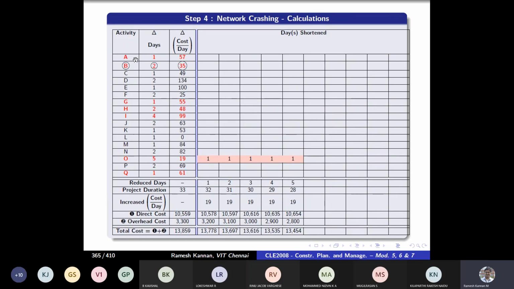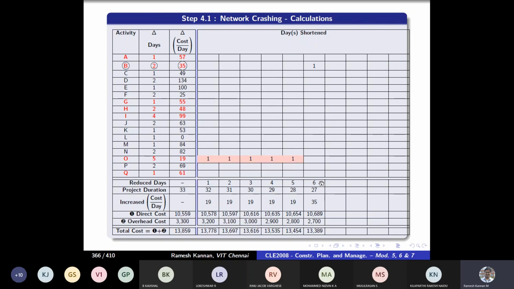Then we need to find the critical activities which have the least cost slope. So when you take 57, 35, 55, 48, 99, 19, 61, among these 35 is the least cost slope. B can be reduced by 2 days further. So after this 5, you have to take this particular column. You cannot do it here itself. So I reduce 1 day. So this will become 6 days so far.